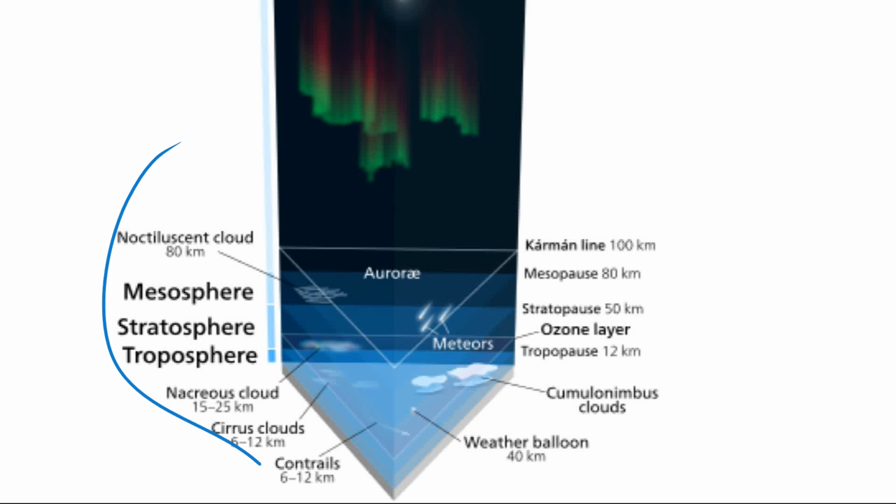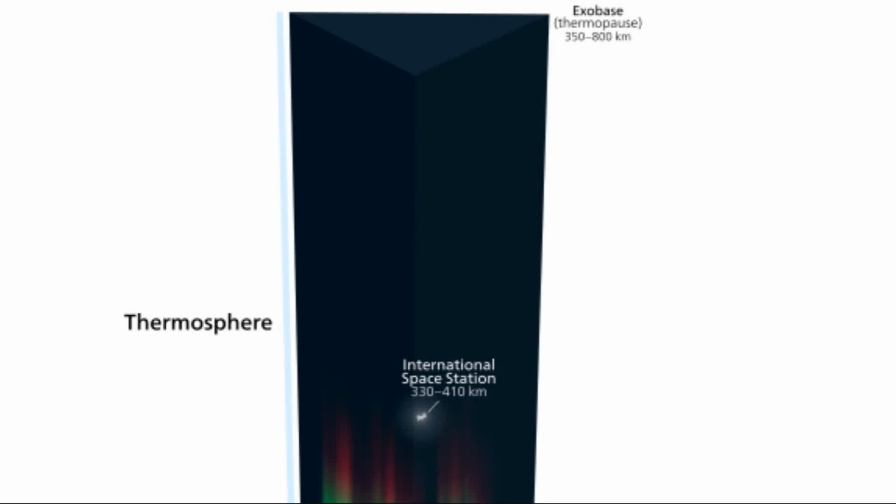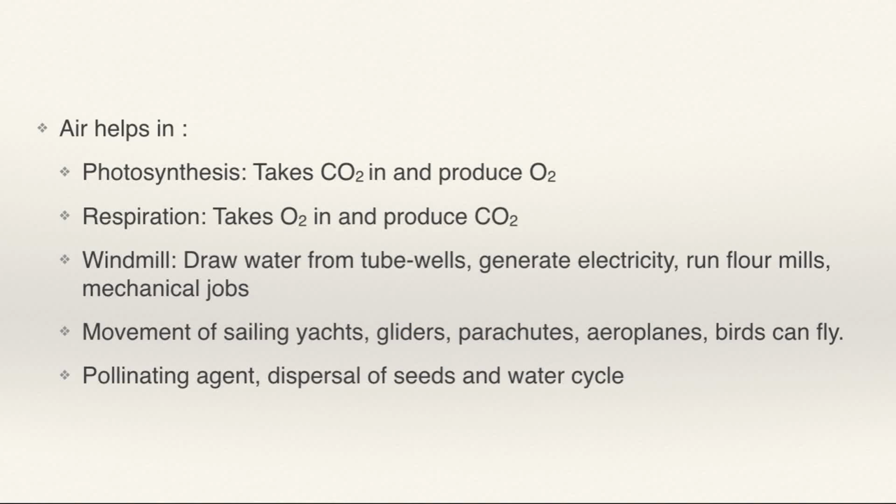Okay, this point is above 100 kilometers. Now the International Space Station is obviously, as I have spoken, near the exobase, 350. It's roughly in the thermosphere, lower thermosphere. Now air will help in photosynthesis, respiration, windmill generation of electricity, movement of sailing, etc., and as a pollinating agent. So these are the 5 main uses of air, if you want to write somewhere.